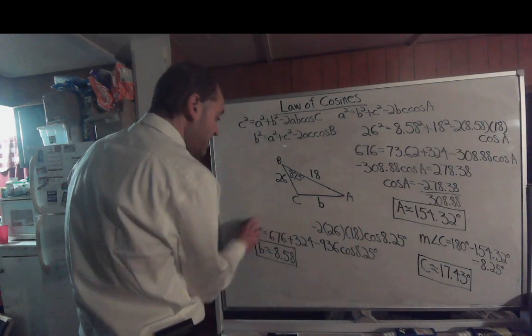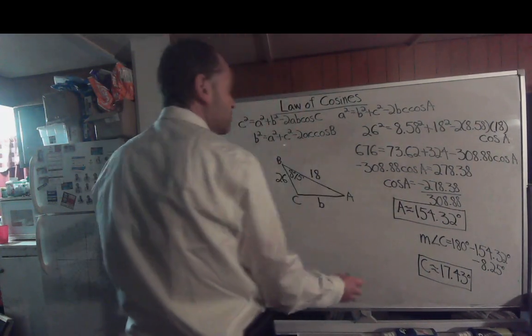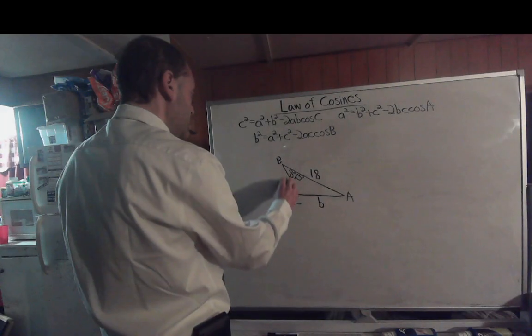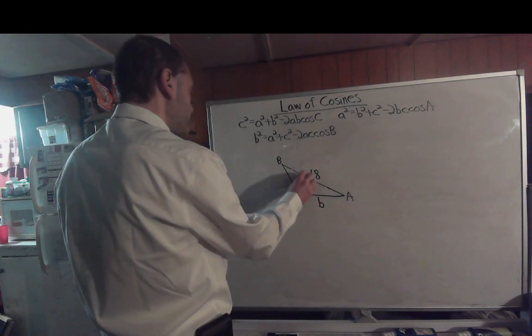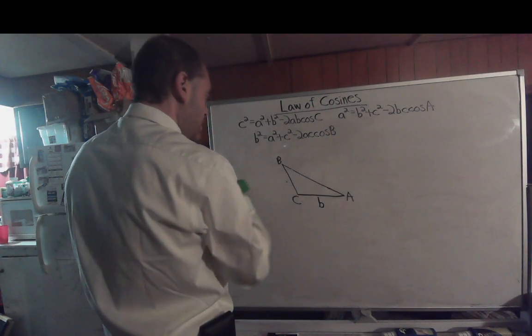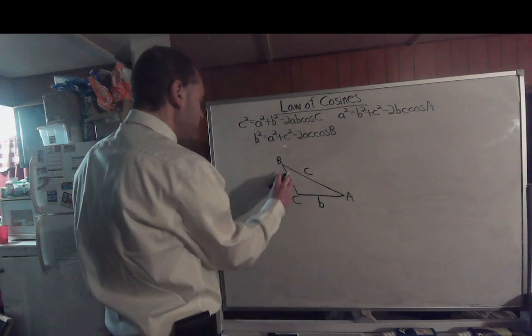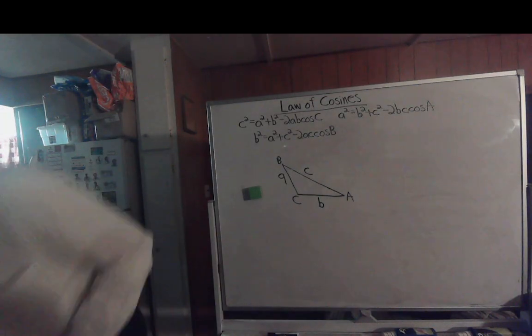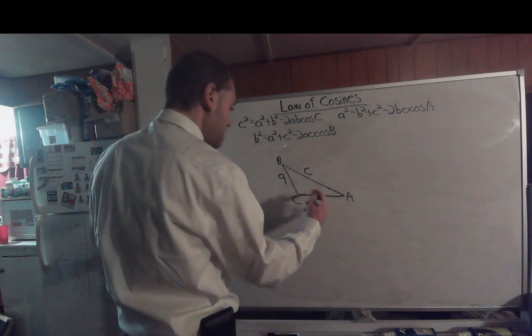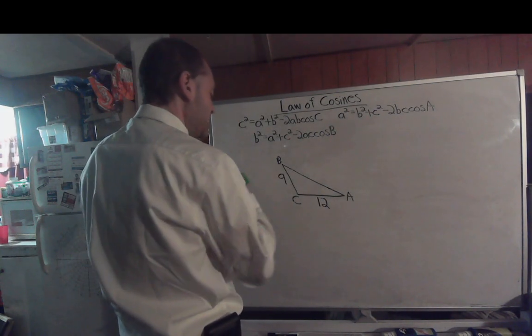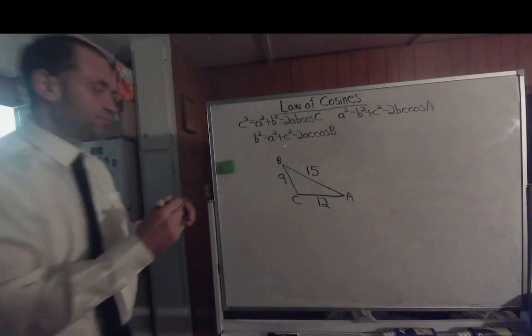Alright, so those are the side triangles. Let's go on to some side triangles. And those actually are not as bad as you think. Alright, so here's side A, here's side C. Let's see what we're given here. So side A has a length of 9. Side B has a length of 12. Side C has a length of 15. I want to say that's going to end up being a right triangle, but let's prove it.